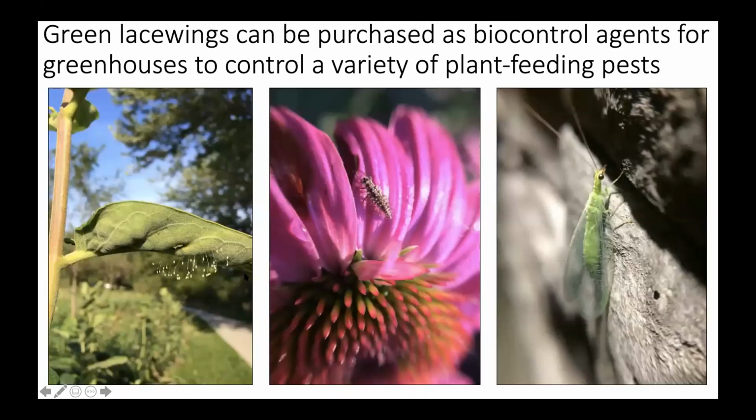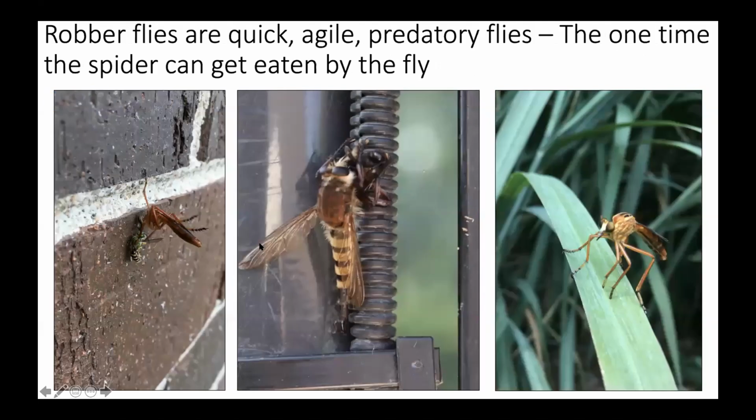We did talk about lacewings before and how beneficial they are. And so, they do control a variety of plant feeding pests. Robber flies, these are pretty neat. They're a type of fly that can actually eat a spider.